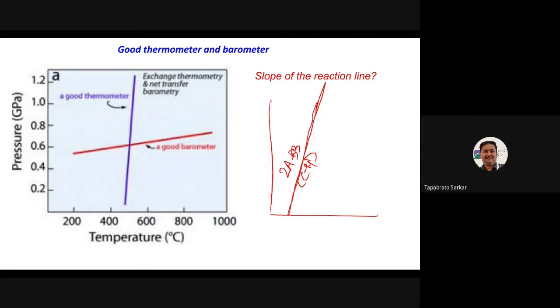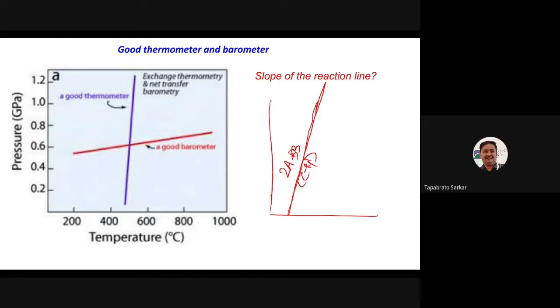What can we measure from a reaction which has such a steep slope? Is it more sensitive to temperature or pressure? Let's say 2A plus 3B combines to form C plus D. Sensitive to temperature, sir. Okay, do others agree, or do you have another point of view? Yes, sir, sensitive to temperature.